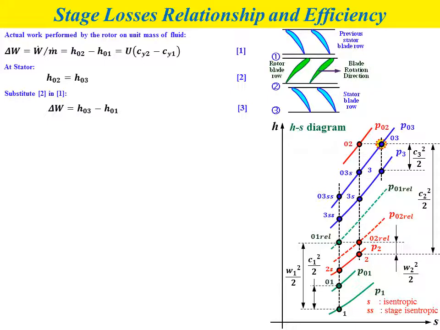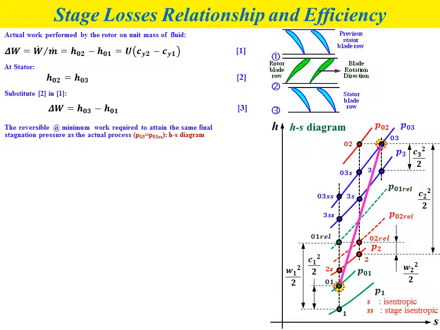Okay, so the value of delta W actually refers to the actual work that needs to be supplied to the compressor. If you look at the HS diagram, H03 is the stagnation enthalpy at point 03 and H01 is the stagnation enthalpy at point 01, as shown in the HS diagram. And the line shows the actual process of compression for the compressor stage.